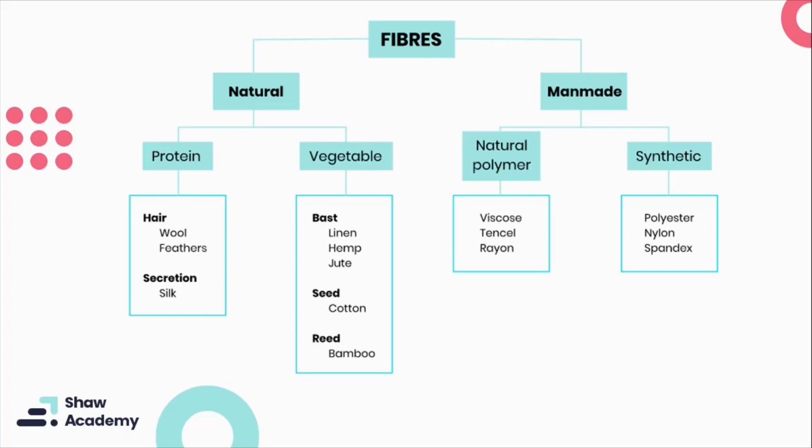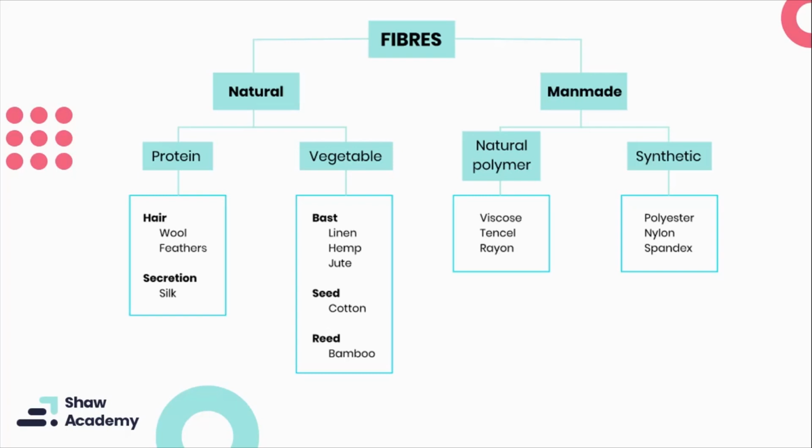Protein fibers can either be derived from the hair of the animal or the secretion. Some examples are wool and silk. Vegetable fibers can come from different sections of the plant, like the bast, seed, or reed. Some examples are linen, cotton, and bamboo.